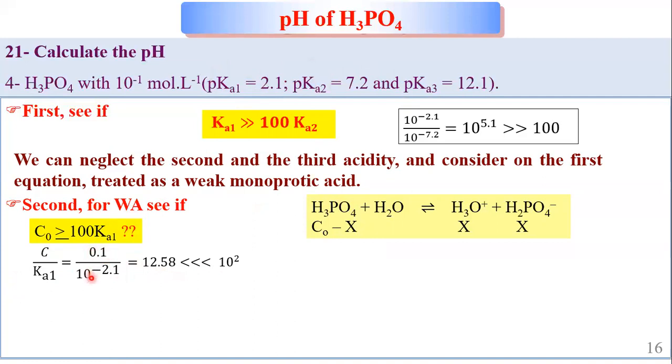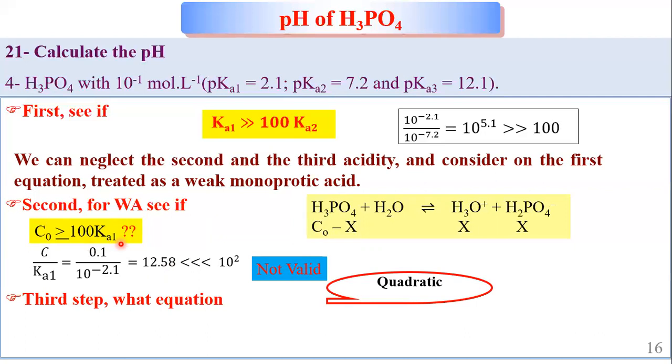Look, 0.1 divided by 10 to the minus 2.1. Again, I like this because the calculator does it for me. I don't have to think. I get a number, and I ask myself, is this number greater than 100? It's not. It's actually less than 100. So this is not valid. So C0 is not greater than 100 Ka. What do I do then? I have to see what equation I am allowed to use. What equation, guys? Come on. What equation do I have to use? C0 is not greater than 100 Ka.